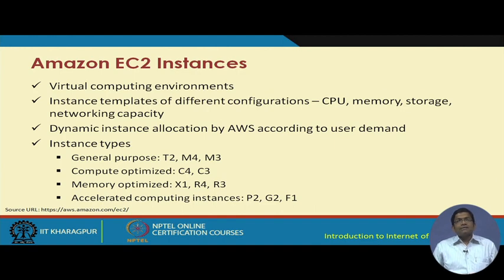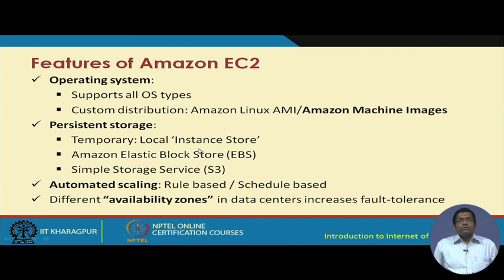So Amazon EC2 has different instances. These instances are of different types for serving different purposes, and the specific names given to them in EC2 are also listed over here. In terms of the operating system, EC2 basically supports all operating systems. In terms of storage, it has temporary storage, which is a local instance store, and also the Amazon Elastic Block Store, the EBS, and the third is the Simple Storage Service, S3. So, these are the persistent storage mechanisms that are available in EC2.